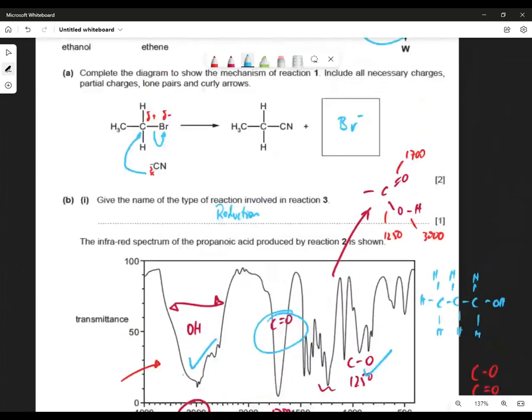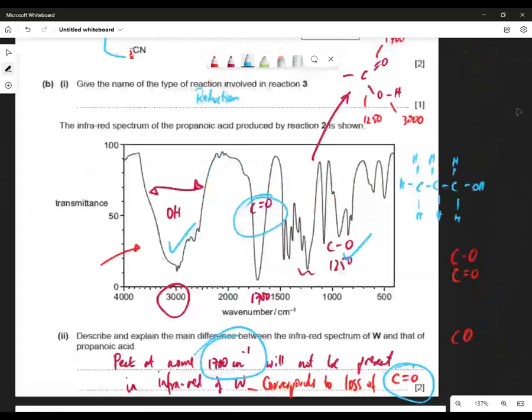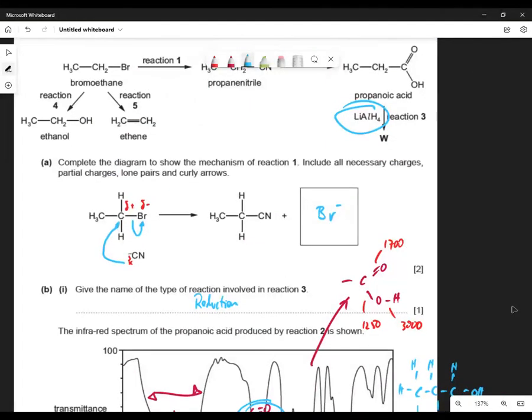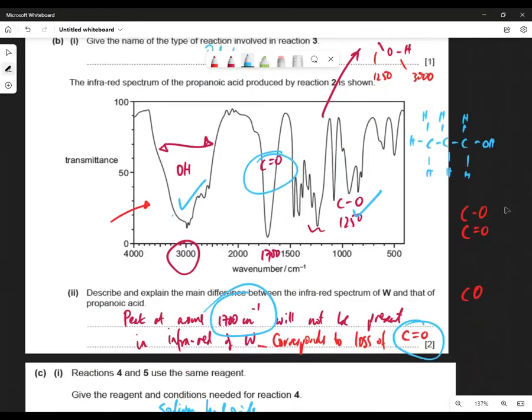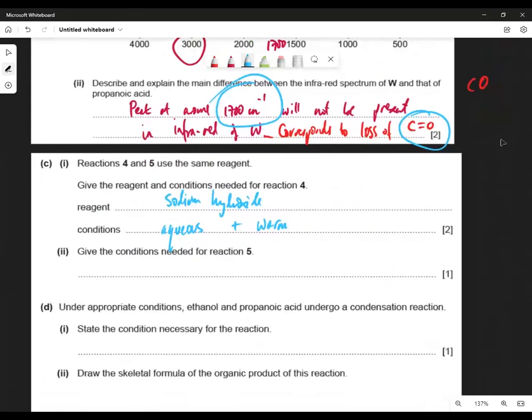Let's have a look at number 5. Oh, I've missed it. Number 5. Oh, there you go. That is an elimination, isn't it? So conditions needed for that. Now it's going to be sodium hydroxide again, but this time it's going to be a purely ethanolic solution.